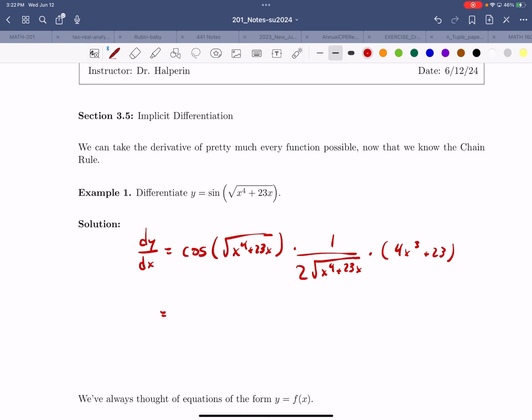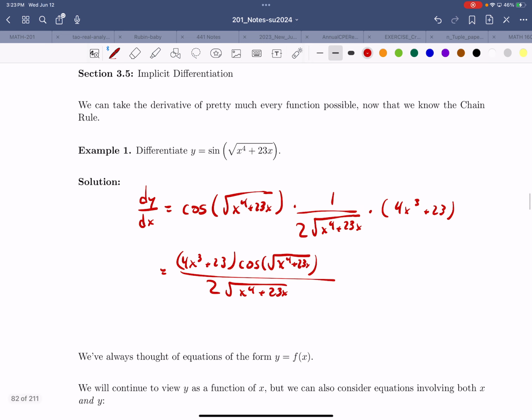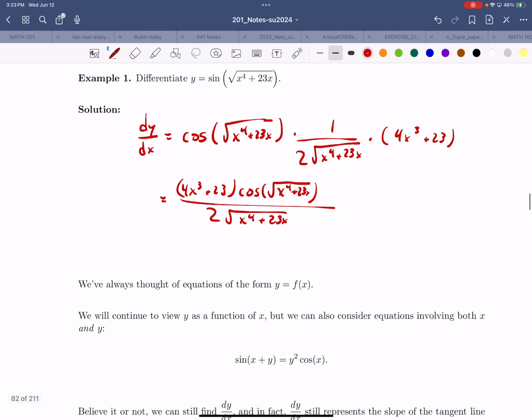And if we wanted to simplify that, which we wouldn't have to do for a quiz or an exam, but if we wanted to, then we would get this. So we have that, right? Chain rule, a couple of chain rules. This is important. We're going to be using the chain rule quite a bit.